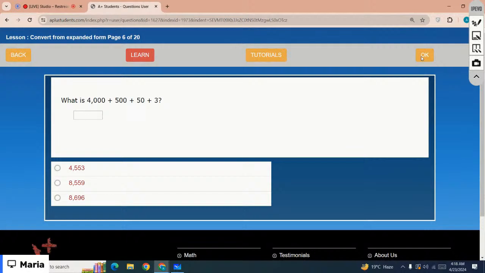What is 4,500 plus 50 plus 3? Which is the correct option? Option number 1 is the correct option.